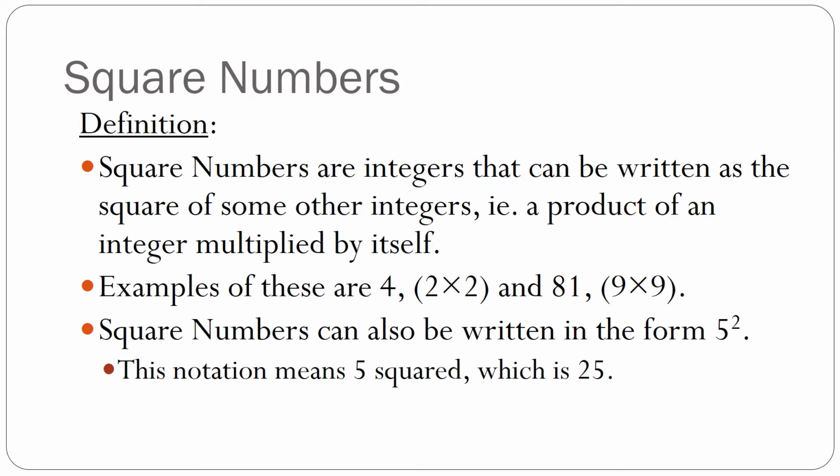Square numbers. Square numbers are integers that can be written as the square of some other integer. Example, a product of an integer multiplied by itself. 2 multiplied by 2 gives you 4. 81 is also a square number, 9 multiplied by 9. Square numbers can also be written in the form 5 squared, which basically means 5 multiplied by 5 gives you 25.